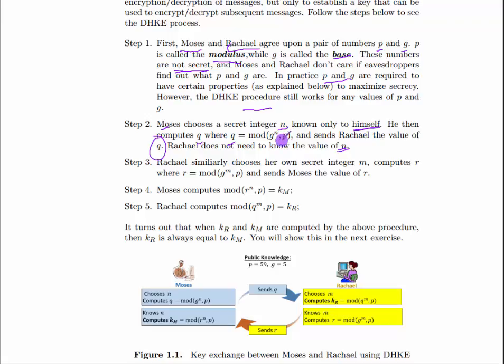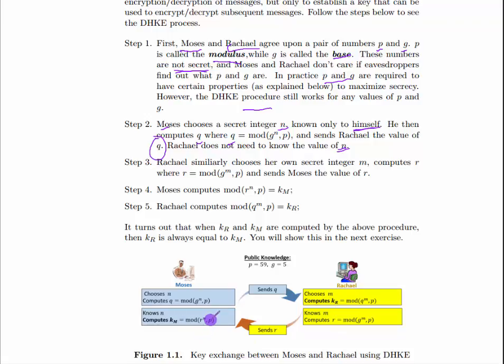Now, Rachel also has her secret integer m, and she computes r, where r is equal to G to the mth power mod P. So Rachel's r is similar to Moses' q, but Rachel's using her own secret m instead of Moses' secret n. Okay. So you can see down in the picture here, this is what we have. Moses starts with n, he computes q, he sends q. Rachel starts with m, she computes r, she sends r.